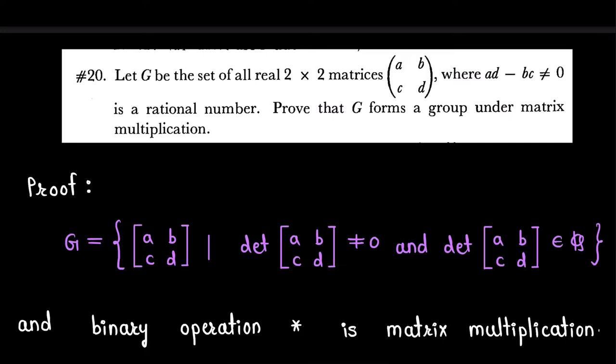Note that for a given 2 cross 2 matrix [[a, b], [c, d]], ad minus bc is the determinant of the matrix. Thus, here I have written the set G in this form. G is the set of all 2 cross 2 matrices with determinant non-zero and the determinant is some rational number. Here the binary operation star is usual matrix multiplication.